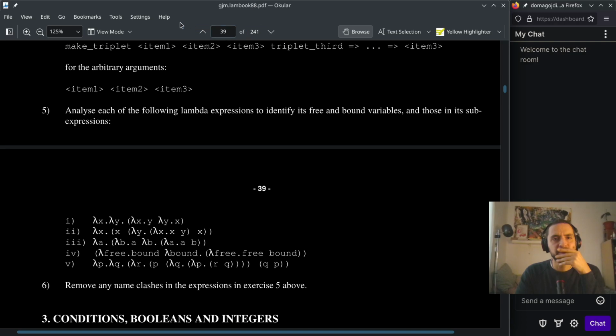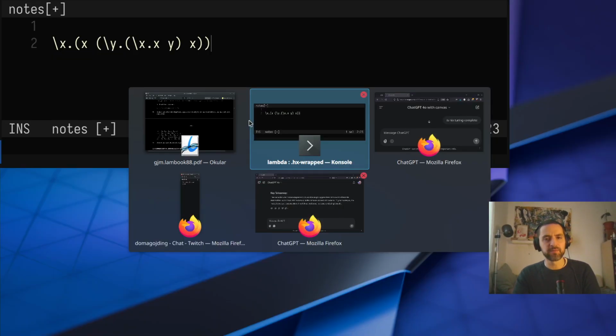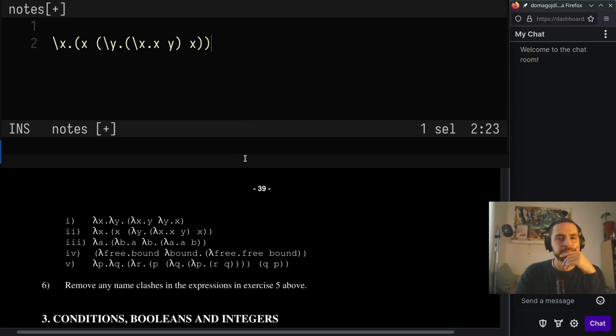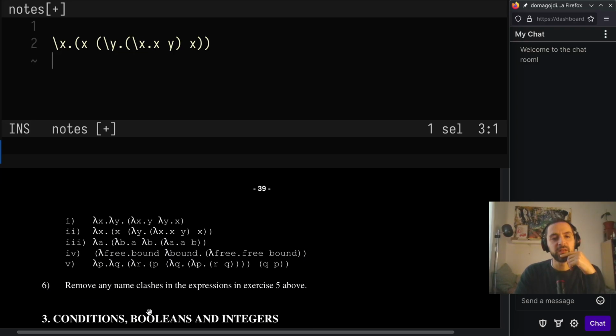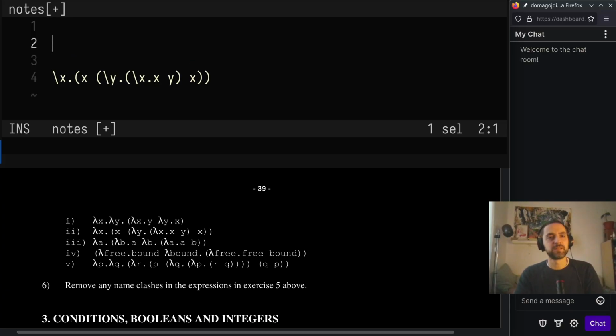Be interesting too. Oh yeah, this is going above. So what are free? Remove any name clashes in the expressions in exercise 5 above. Name clashes in the expressions. Probably it wants us to remove stuff like this. XA, right. That will be the second thing.